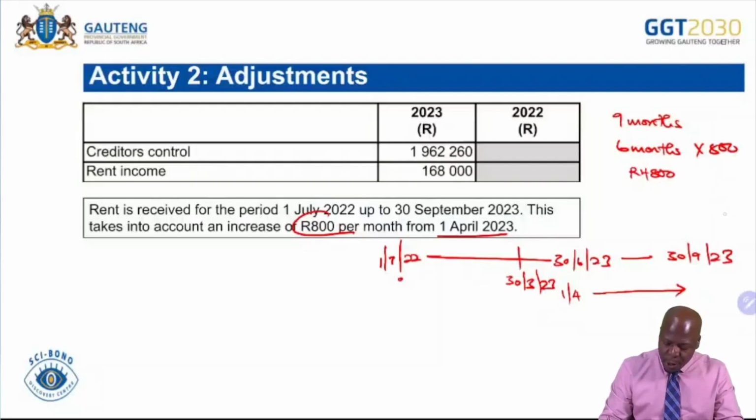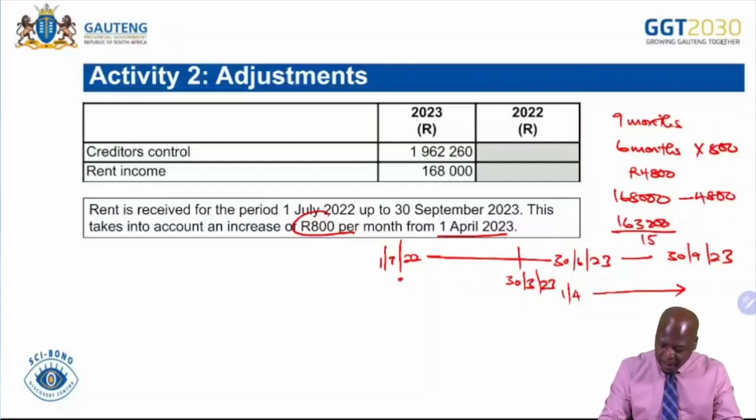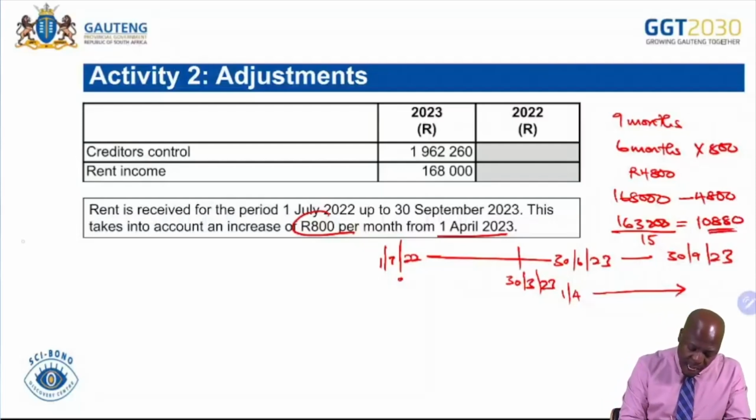So we now say 6 times 8, that is going to give you your 4,800. All right, then you now come and say your 168,000, which is your rent income, minus the 4,800, which is the increase. Then you end up now with 163,200. That 163,200 you then divide it by the total number of months that we have received for, which is your 15 months. You then realize that your rent before increase was 10,880.